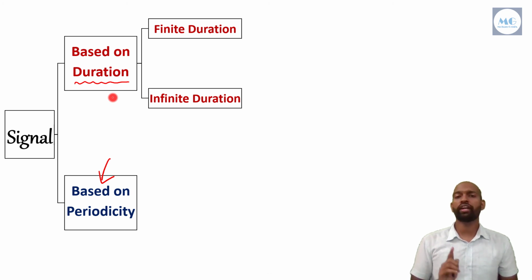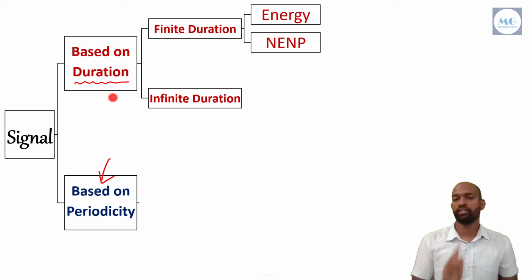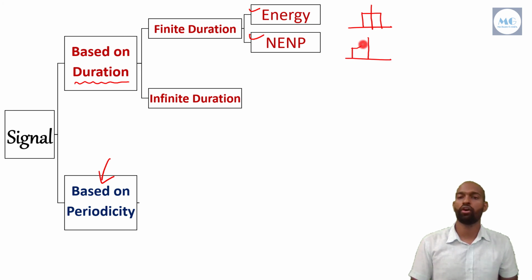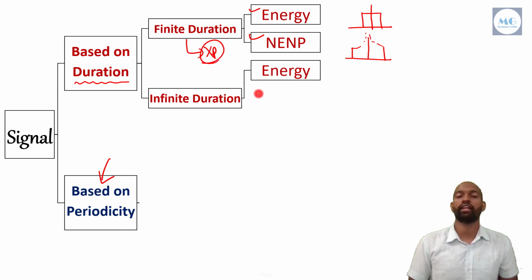And as we already studied, a finite duration signal can only be an energy signal or a neither energy nor power signal. That is an energy signal we can see here, or neither energy nor power signal. For an energy signal we have already drawn one graph, that is this kind of graph. And for neither energy nor power signal, for finite duration, we can draw like this. But a finite duration signal can't be a power signal. Remember this.